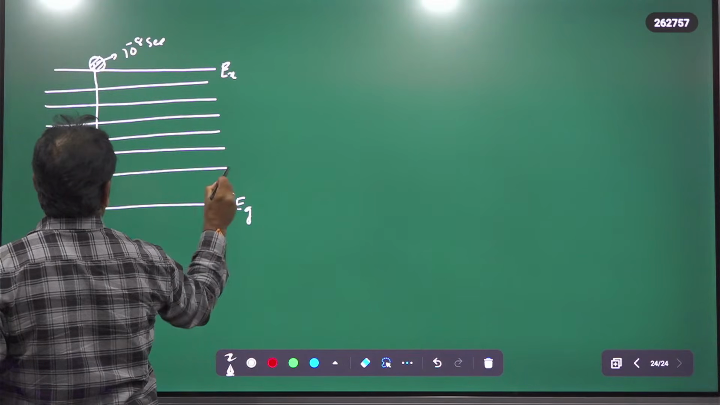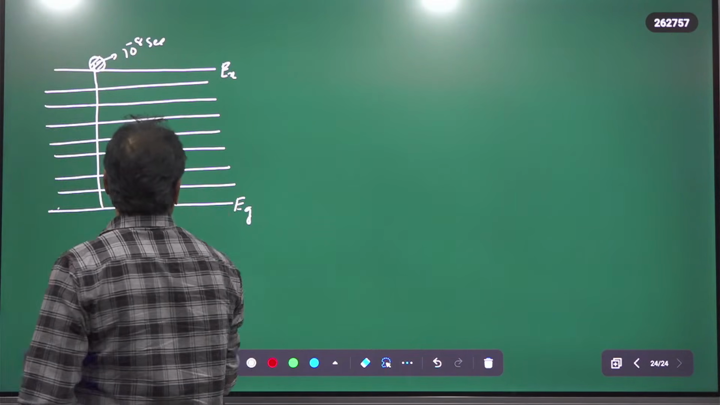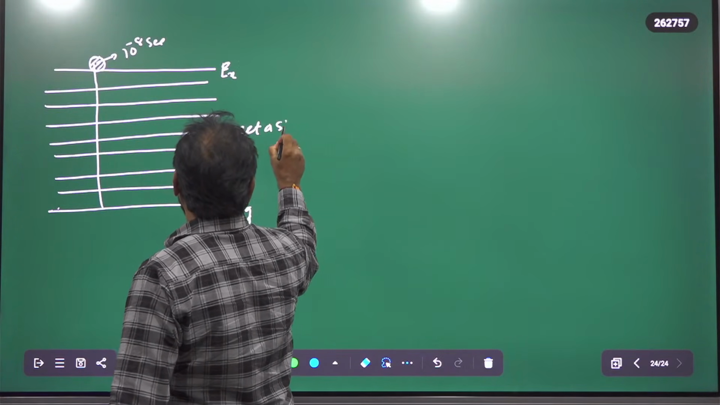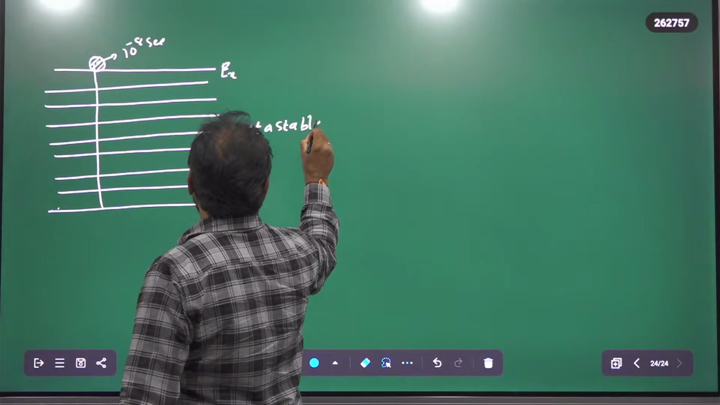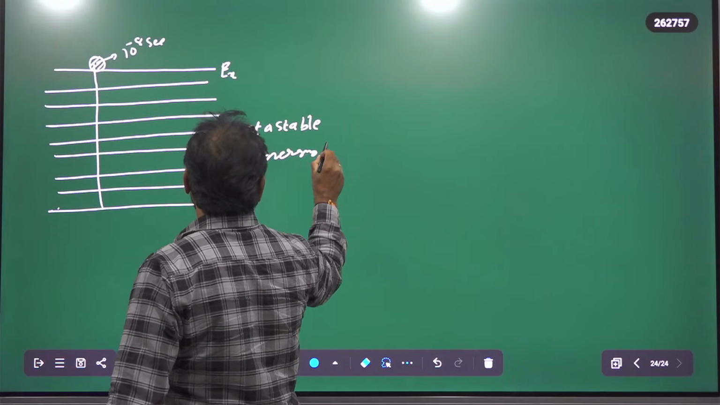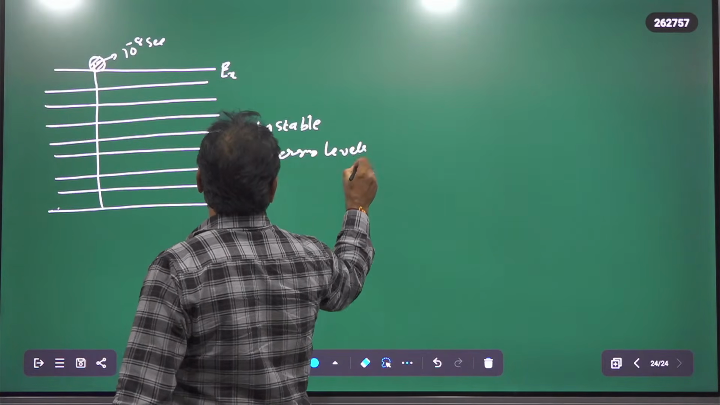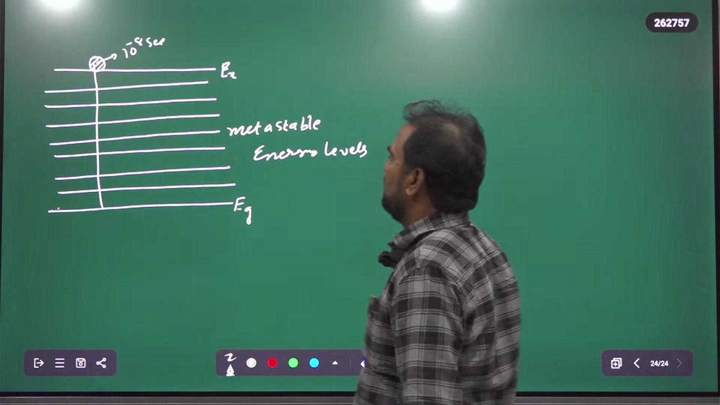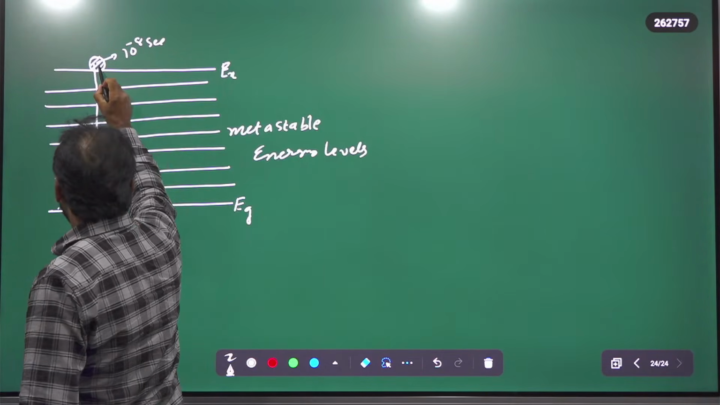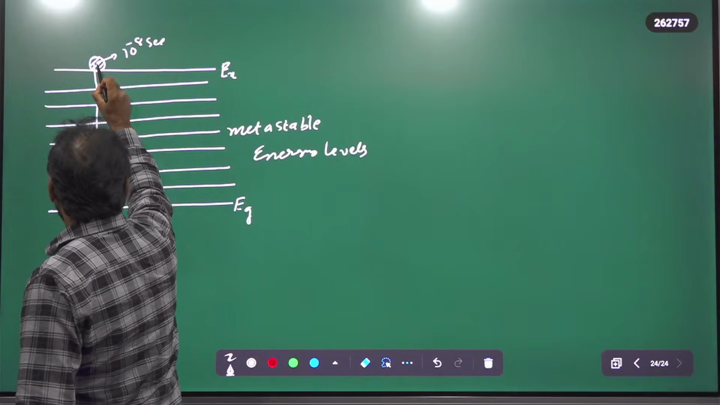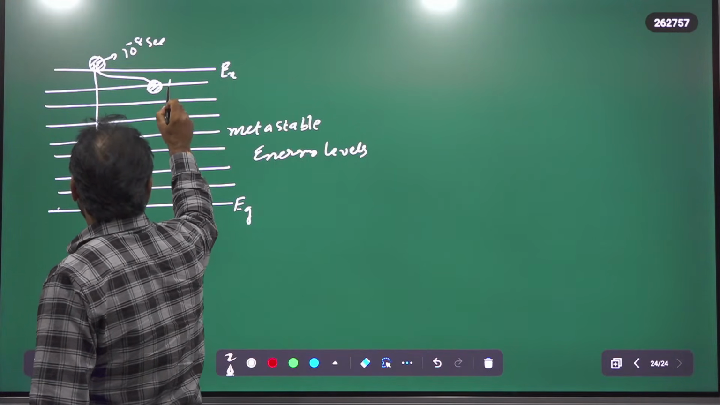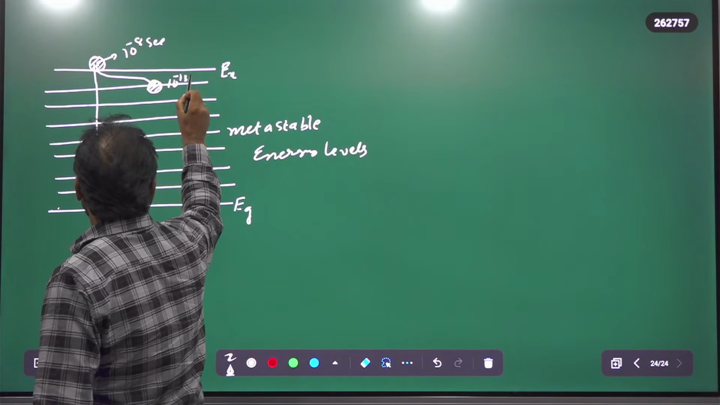These intermediate energy levels are called metastable energy levels. When the electron comes like this from the excited energy level to the metastable energy level, it spends a little amount of time, 10 to the power of minus 13 seconds.